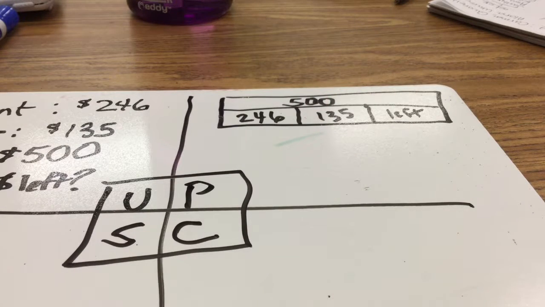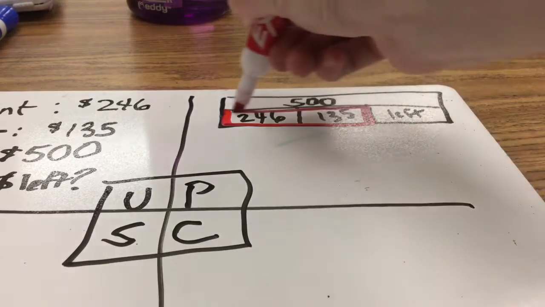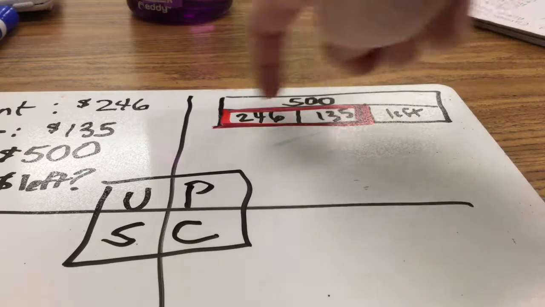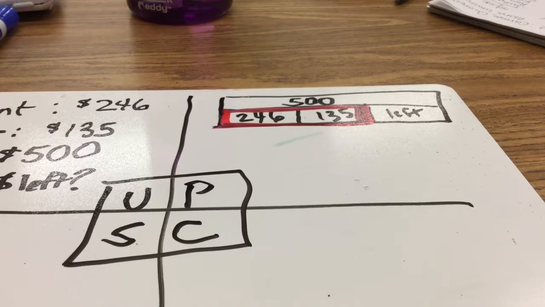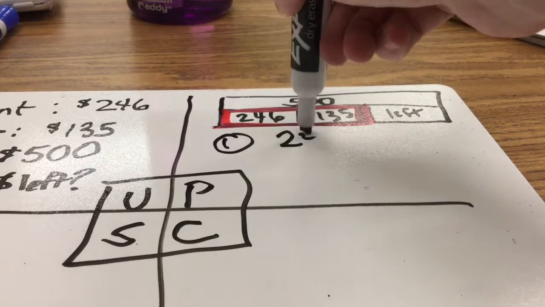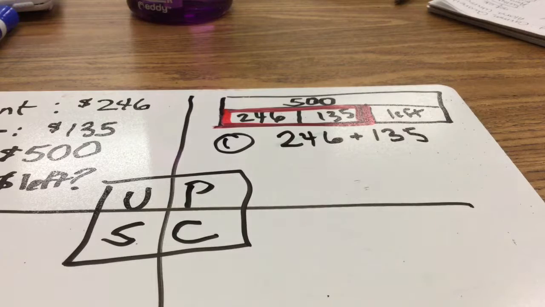But I like to add. So I'm going to figure out how much has he spent in all. So I want to know how much money in all is gone. So I'm going to add the 246 plus 135, because that's going to tell me in all how much money has Nick spent.